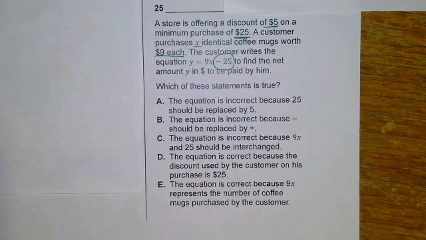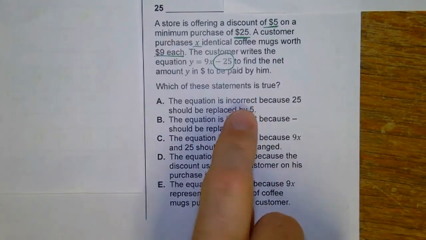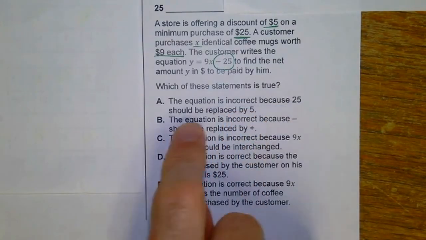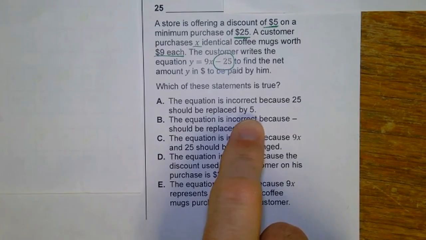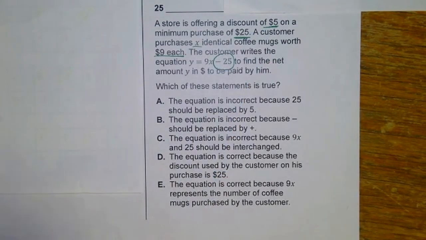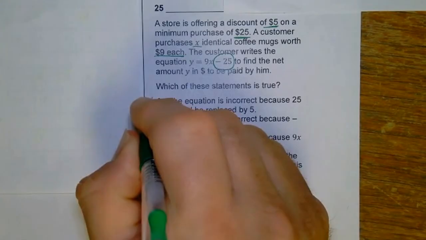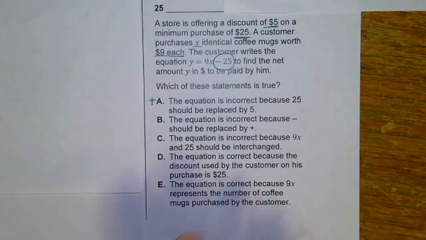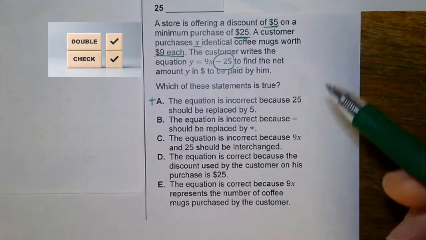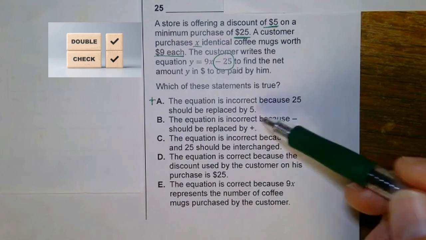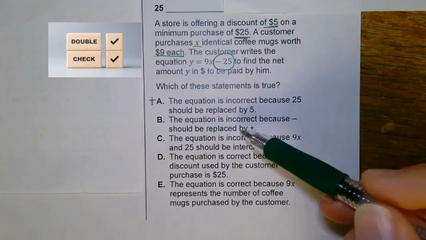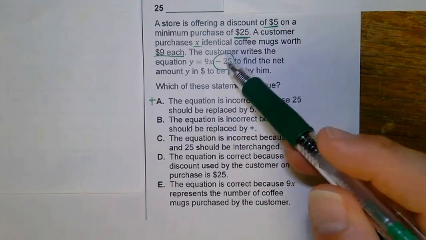So as I look at these statements, I'm going to say the equation is incorrect because 25 should be replaced by 5. Well, that was that thing I caught up there. So I'm thinking that's the answer, but I haven't read everything, so I want to double check. You don't just take the first thing, just make sure you're right. The equation is incorrect because the negative should be replaced with the positive.